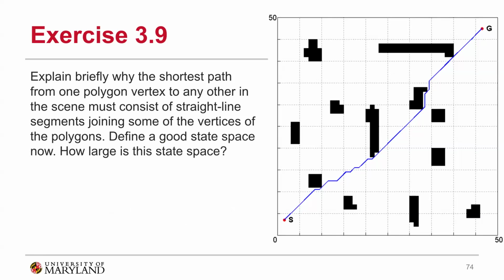Do you guys have any idea about why the shortest path from one polygon vertex to any other in the scene must consist of straight line segments joining the vertices of the polygons? I believe this is based on geometry, right? The straight line would be the shortest one. Yeah.